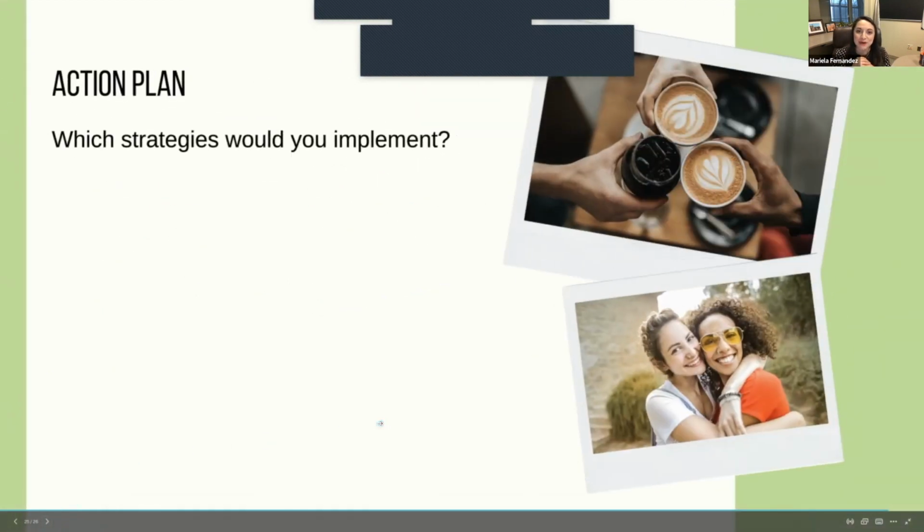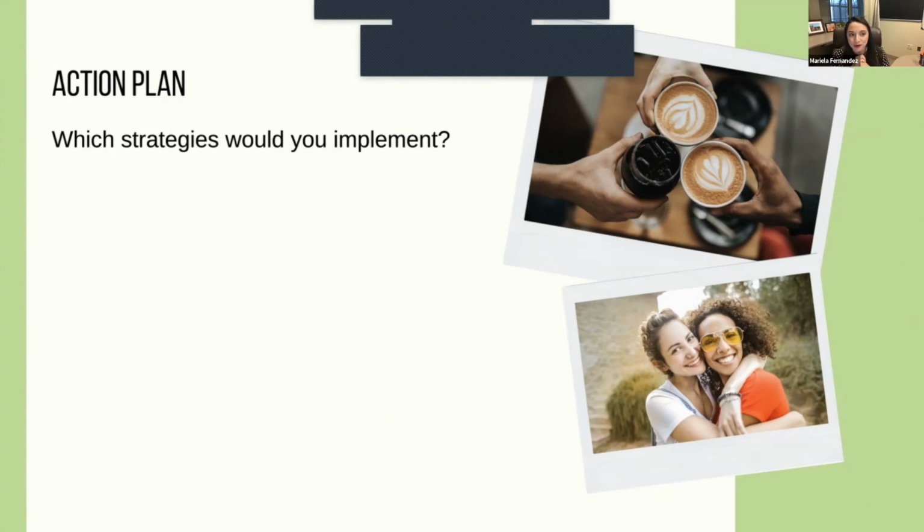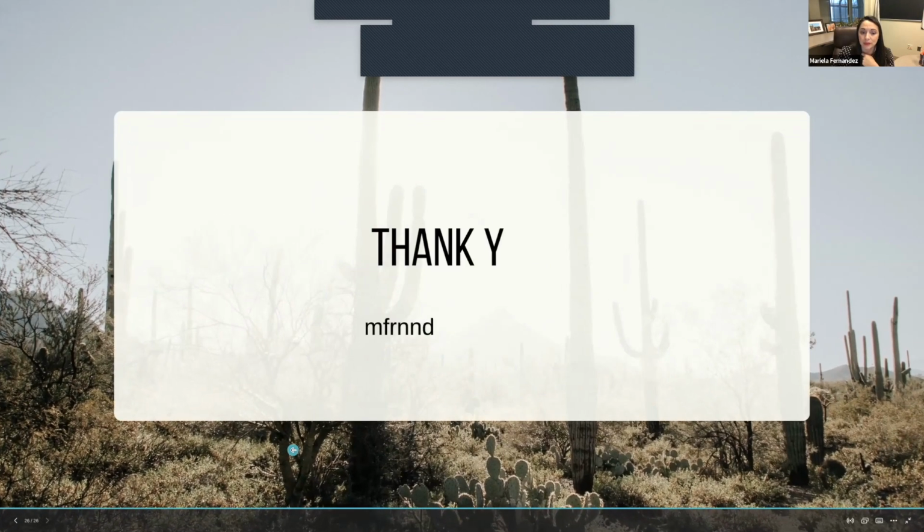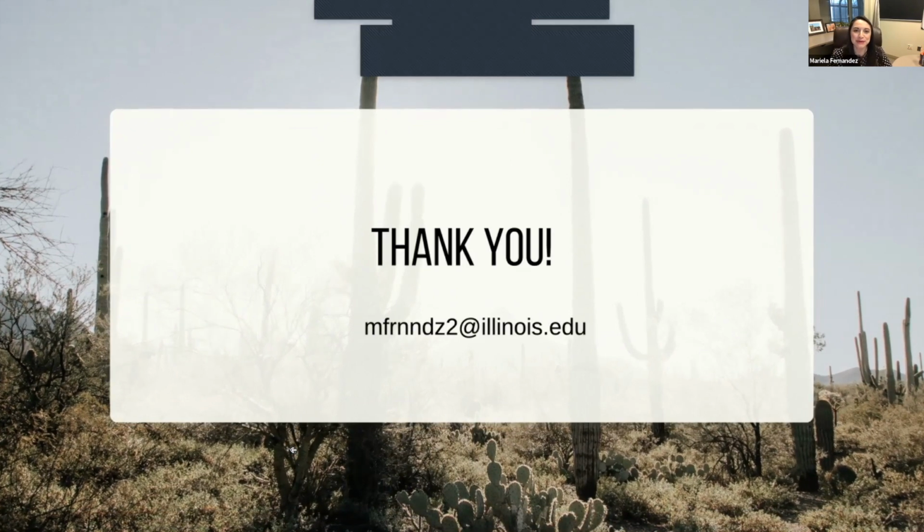And finally, my last question to you, which is more rhetorical, is which strategies would you implement? It's not a one size fits all. You might feel more comfortable with one strategy over another. After you leave this presentation, I definitely want you to think about what strategies would work best for you and how your implicit biases might be affecting your behavior or attitudes. And that is the end of my presentation. I'll definitely be taking questions now.